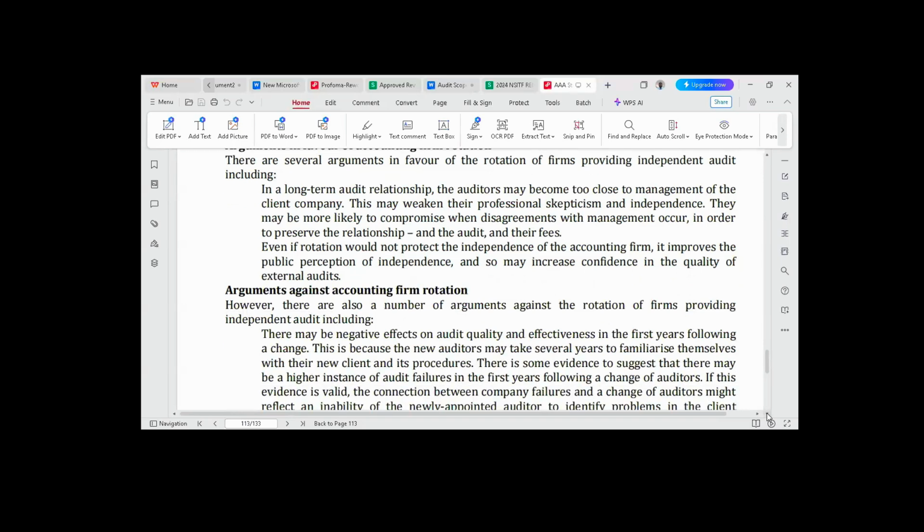Arguments against audit firm rotation. Number one, there may be negative effects on audit quality. Because you are changing from one audit firm to the other, at the initial stage, the quality of the audit job might be affected. Then subsequently, it's going to build capacity.